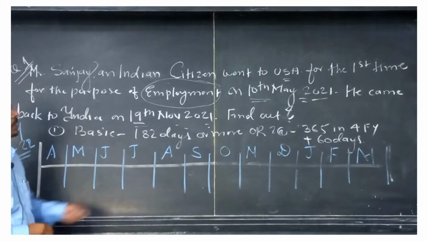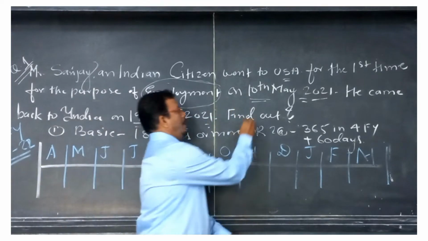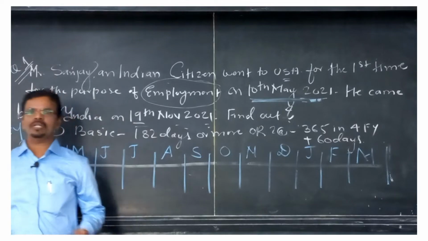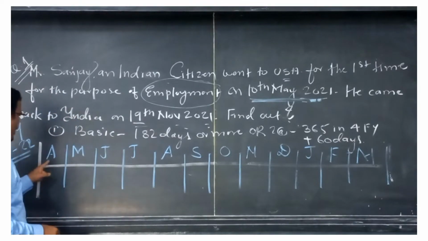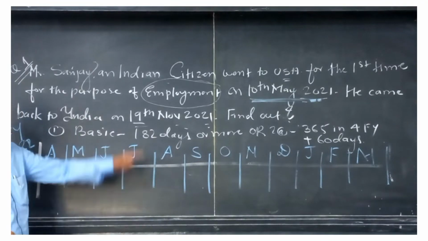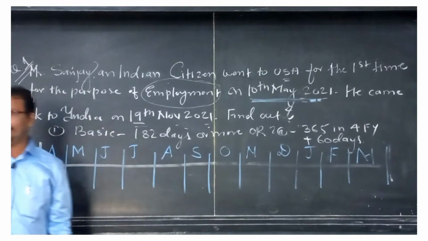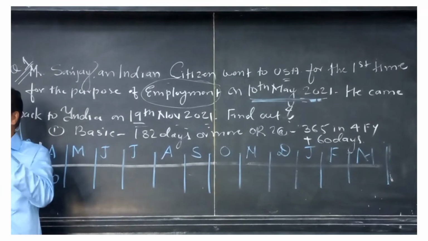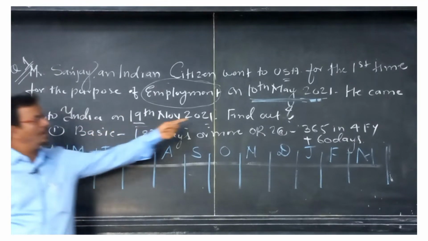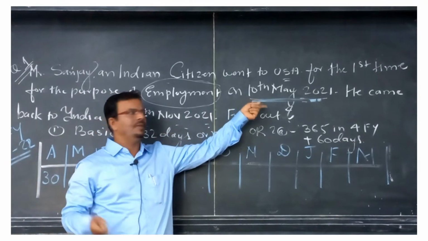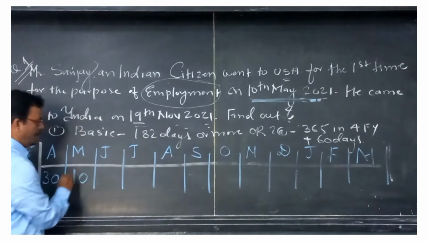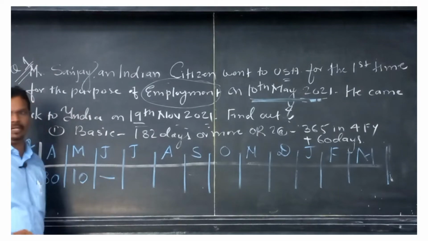Now what does it say? He left India on 10 May. So up to May he was in India. April, how many days? 30, so he was in India. Now 10 May: the day of leaving and the day of coming should be included while calculating the 182 days. The day on which he left should be counted in India. So how many days of May will come? 10. June he was not in India.